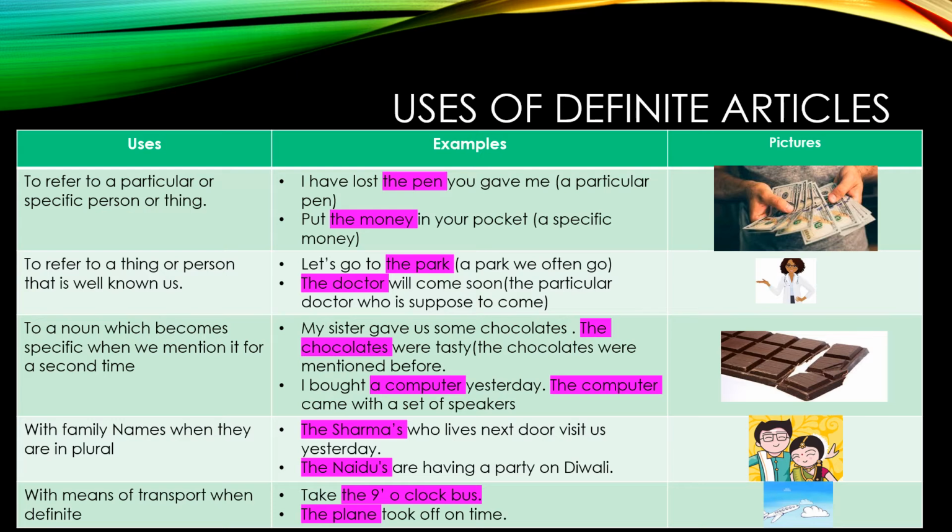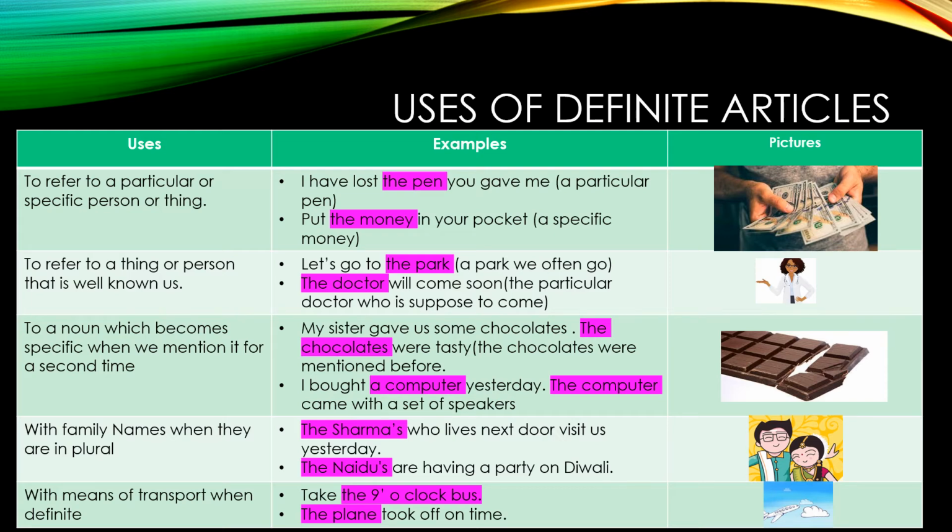I bought a computer yesterday. The computer came with a set of speakers. Again, similarly to the first example, in the second scenario, the computer becomes specific. With family names, when they are in plural, we use definite articles. For example, the Sharmas who live next door visited us yesterday. The Naidus are having a party on Diwali.